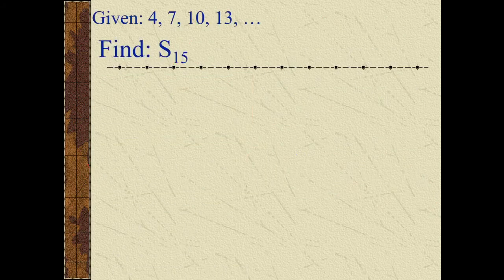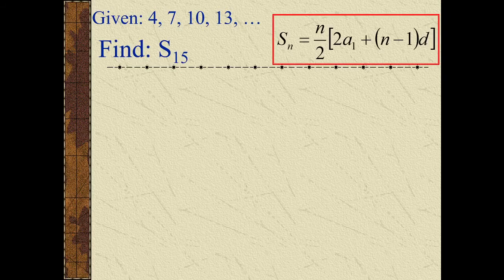Now let's apply this one. 4, 7, 10, 13. And we are looking for the sum of the 15 terms. Now, here's my question. Is the last term given? There is a 15th term, so the last term should be a sub 15. Is the last term given there? No. So we will be using this formula. Okay? So let's substitute.